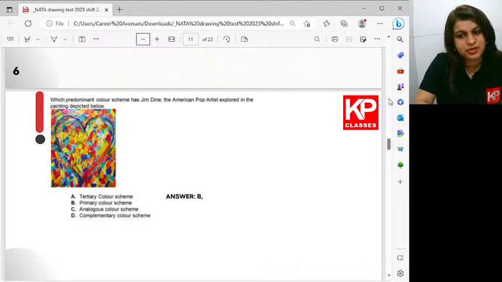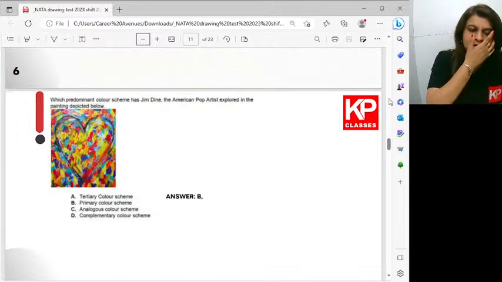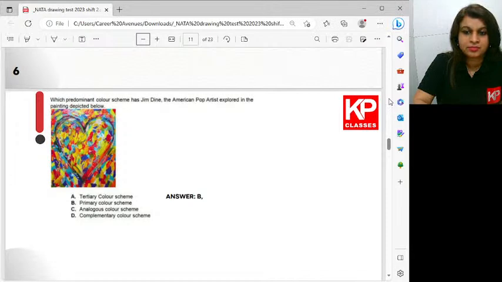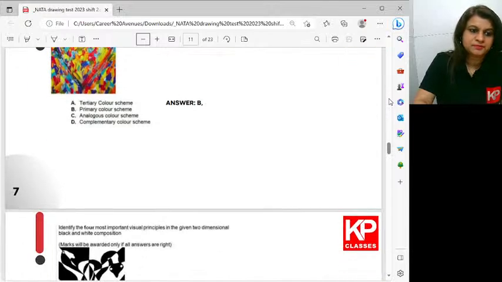Okay, basically you need to eliminate the wrong ones. Complementary color scheme, no, it's definitely primary color scheme. What are the primary colors? It's red, blue, and yellow. And we can see that particular color scheme over here. It's definitely not an analogous color scheme, because analogous is all about picking up 3 to 4 colors that fall consecutively to each other on the color wheel.